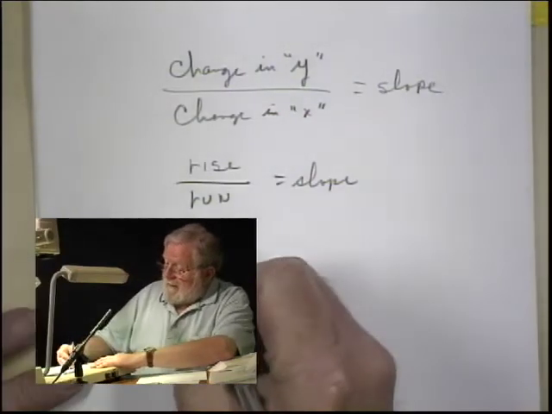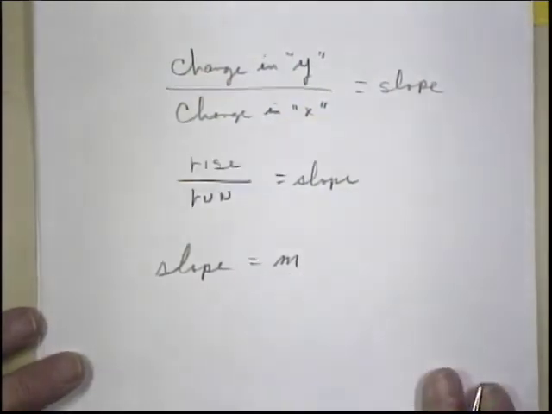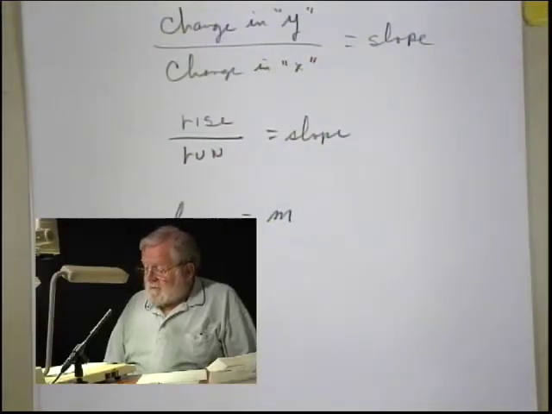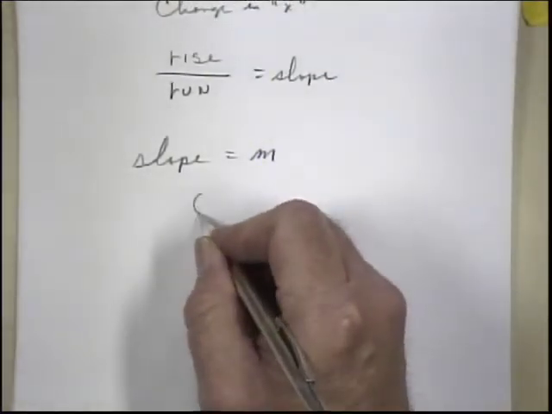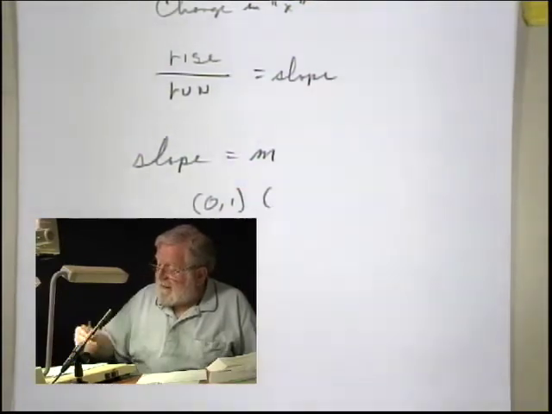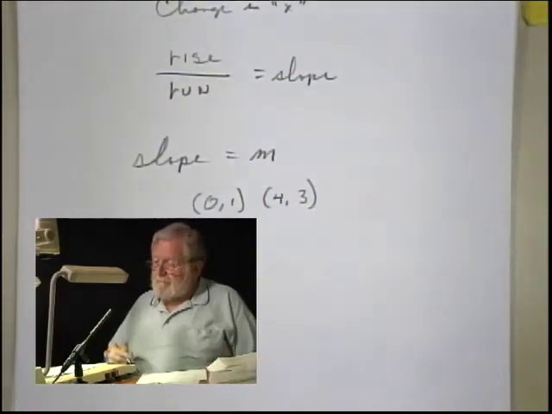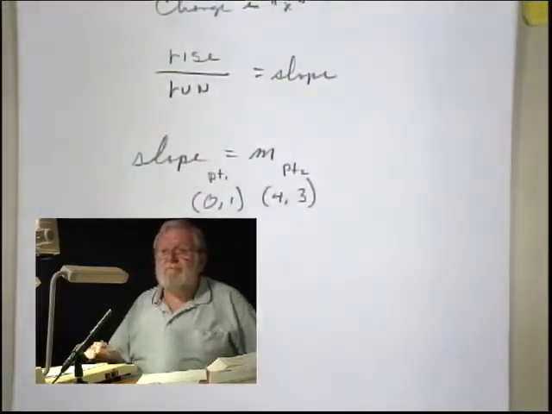The slope symbol in algebra is an M. So when you see this symbol, you know that they're talking about the slope. So let's take 2 points. Let's take a point (0, 1), and a second point (4, 3). We'll call this point 1 and point 2.